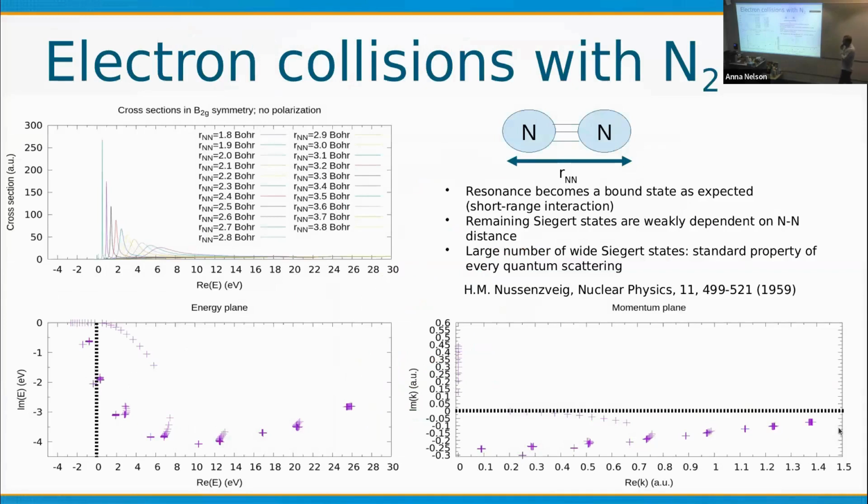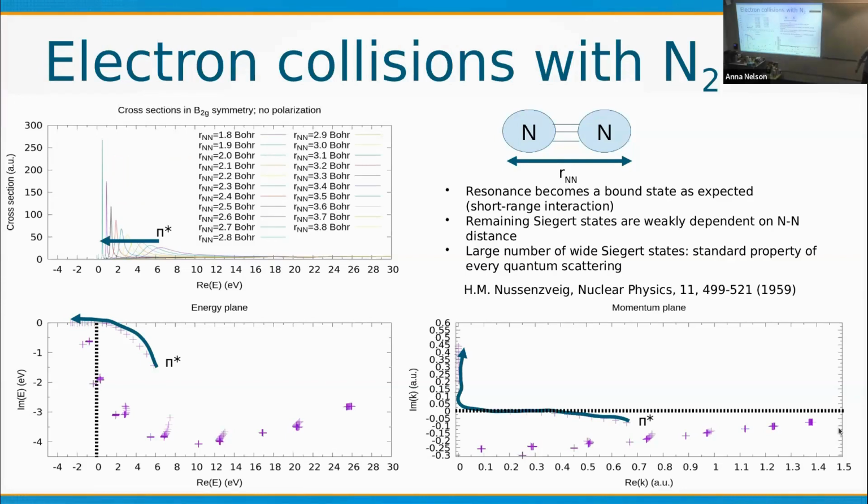So, electron collisions with N2. This is the picture from calculations of the Siegert states. On the top left, you see the scattering cross sections as a function of electron energy for the different bond lengths of the molecule. On the bottom, you see the complex energy plane, and all the crosses there are the Siegert states. And this is the same picture, but in the complex momentum plane. You see these peaks. They are the signature of resonances. As you increase the bond length, the resonance becomes progressively narrower and moves down in energy, which is reflected in its position in the complex energy plane and in the momentum plane.